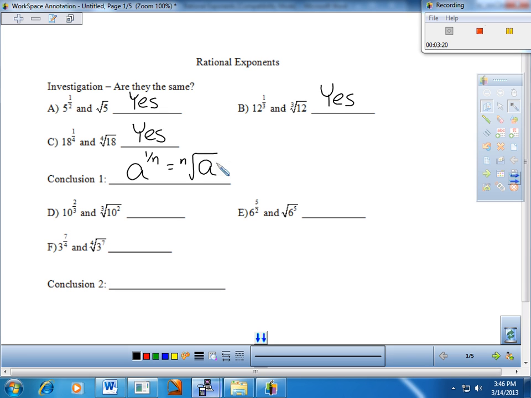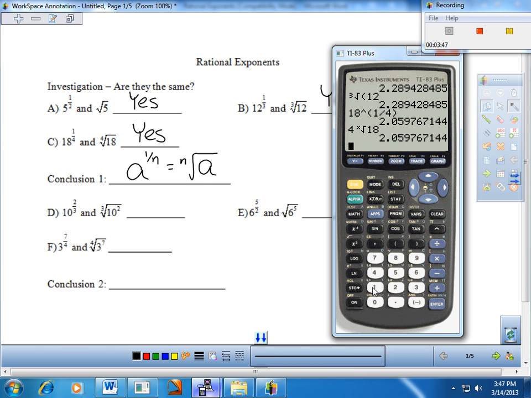Okay, so I'm going to go on to D and E and F. The only difference here is now I'm going to include a numerator other than 1. And so I'm going to do 10 to the 2/3. There's my rational exponent right there, and relate it to radical form right over there. So let's go ahead and do that piece.